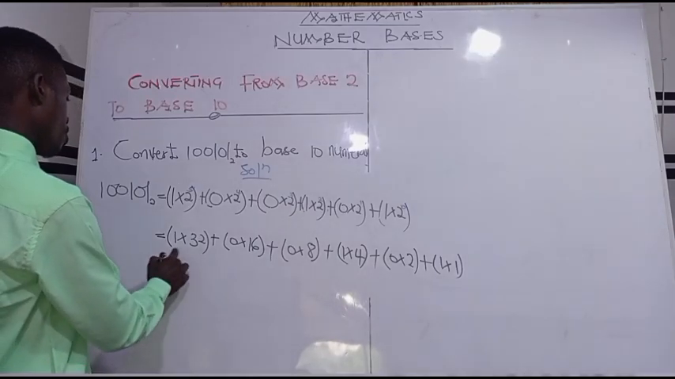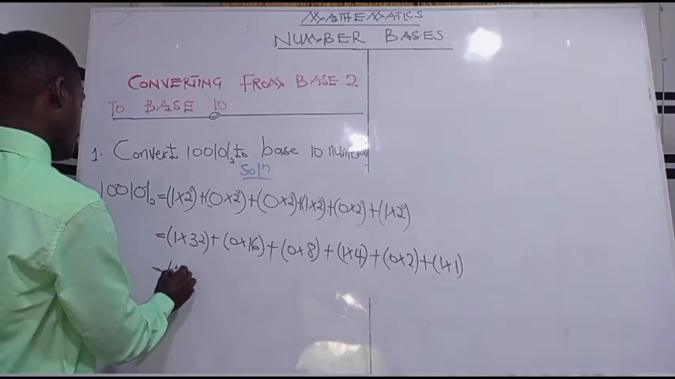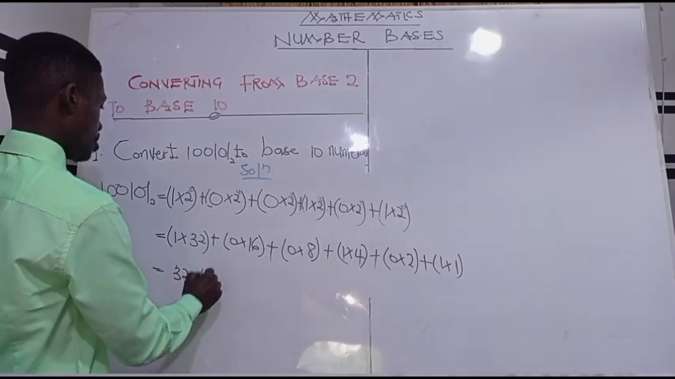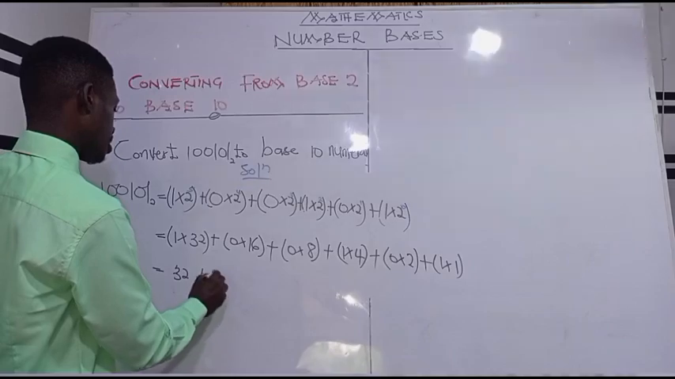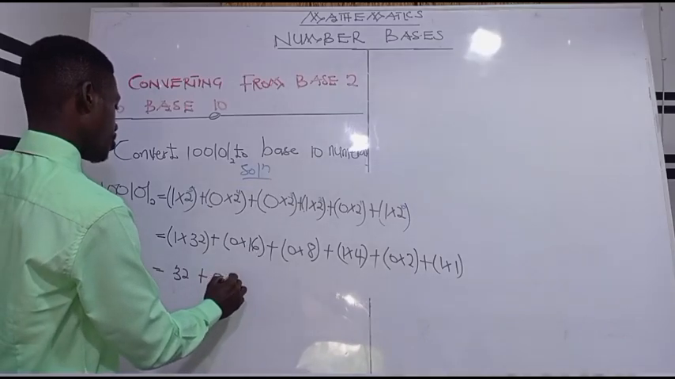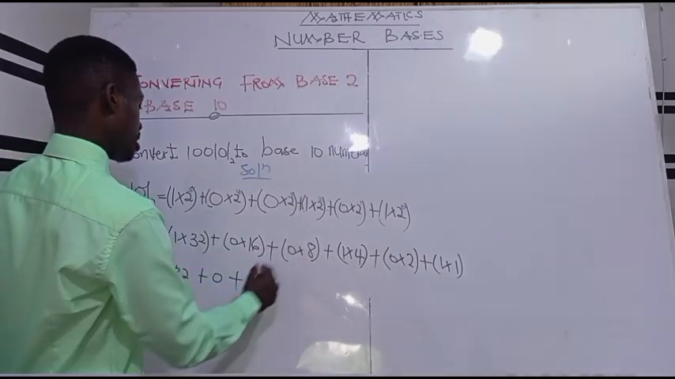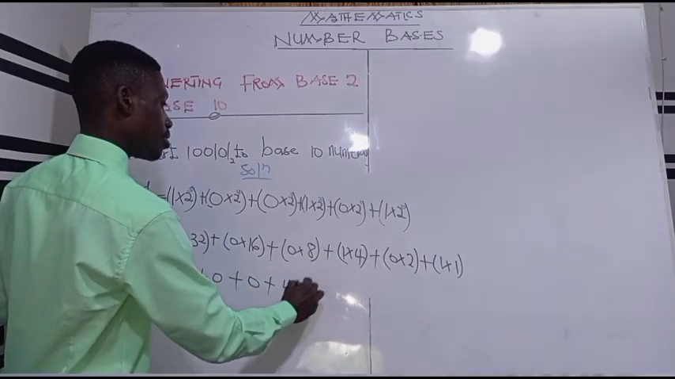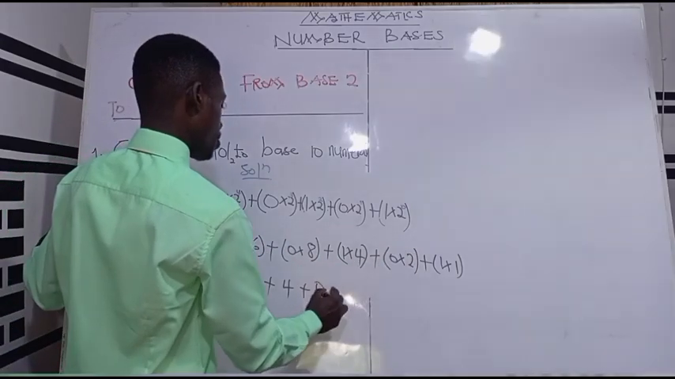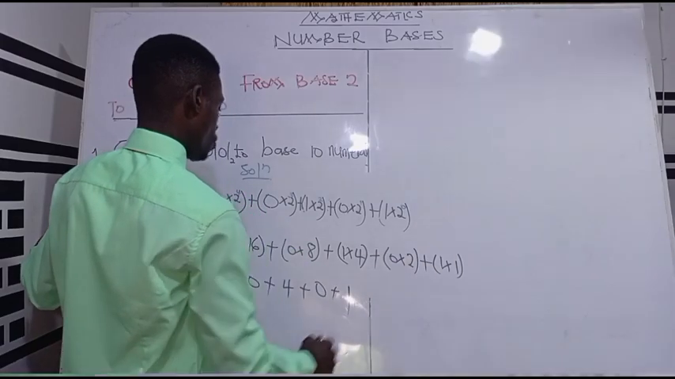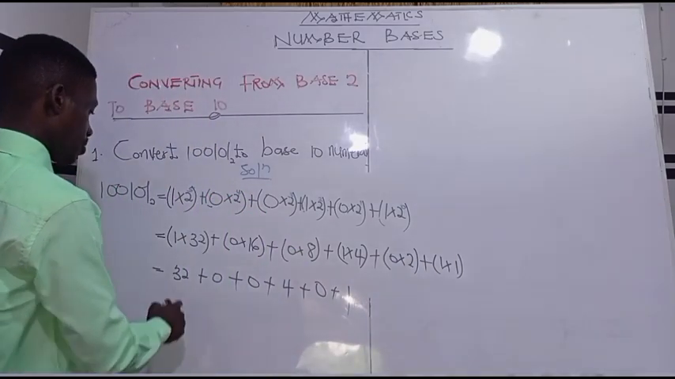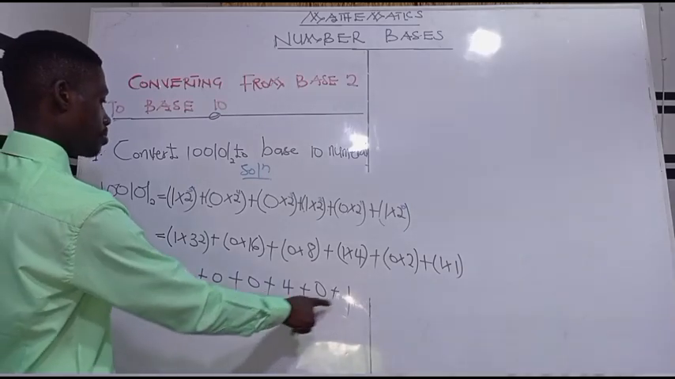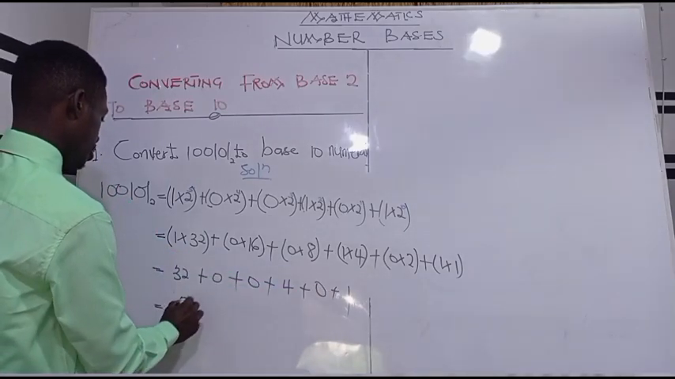So we have 1 times 32 will give us 32 plus 0 times 16, sorry, will give us 0, plus 0 times 8 will give us 0. 1 times 4 will give us 4. 0 times 2 will give us 0. 1 times 1 will give us 1. So we have 32 plus 4 gives us 36 plus 1 gives us 37.